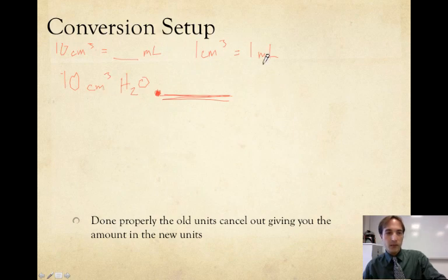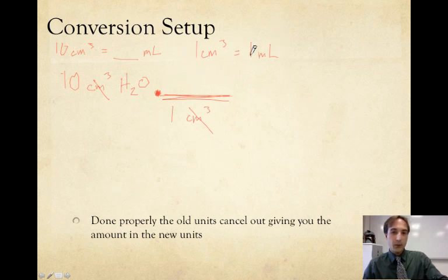So that tells me that my centimeters cubed must be on the bottom. Have to be down here. Why? Because centimeters cubed needs to be divided by centimeters cubed to get rid of it. On the top of the line up here, I'm going to have the other half of the equality. So 1 milliliter will go up here. So I'm left with 10 times 1 milliliter divided by 1 gives me 10 milliliters of H2O.